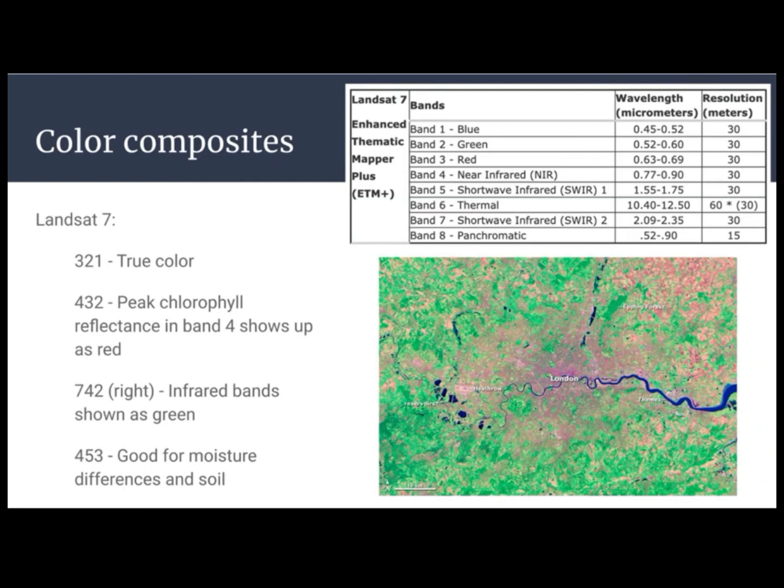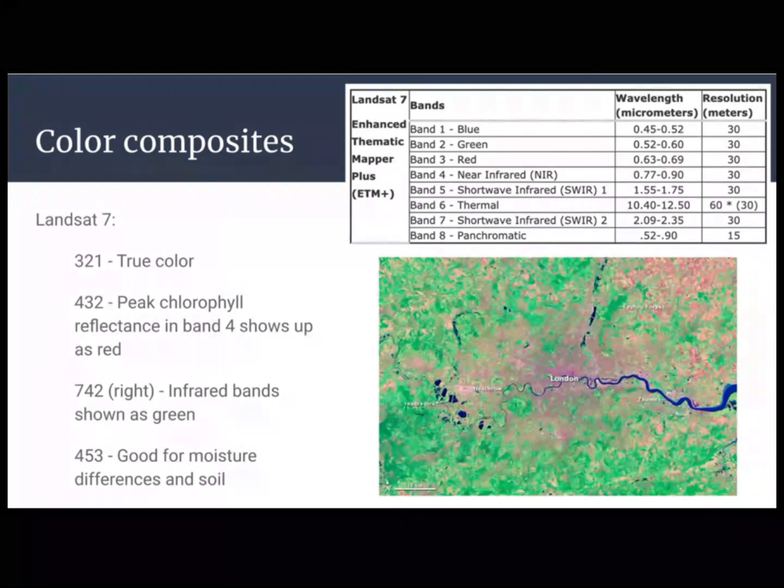And then for Landsat 7 data, if you do 4-5-3, that's good for looking at moisture differences in soil. There's other good combinations like this that are good for looking at urban areas or coastlines. It's fairly easy to find these lists online on USGS and other Landsat external resources.